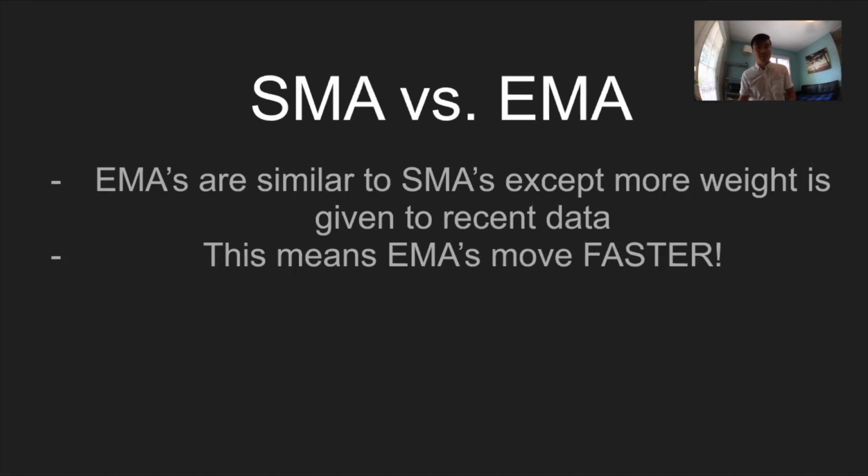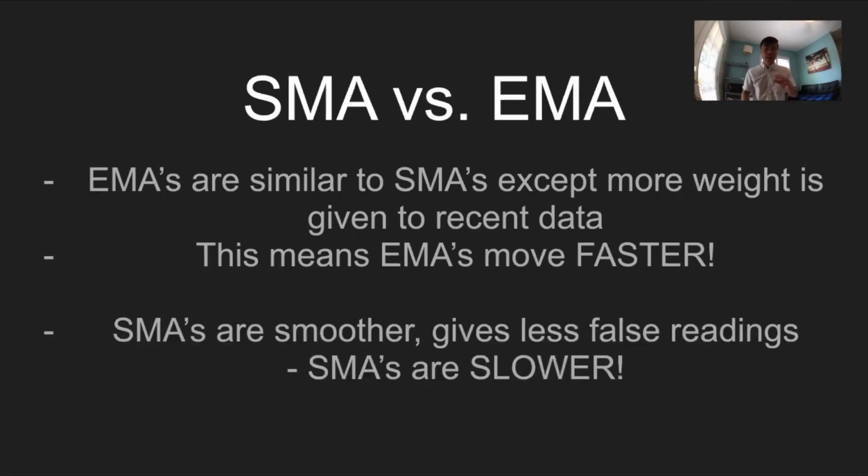EMAs are similar to SMAs, except more weight is given to the recent price data, which just means EMAs move faster. They're closer to the current price than the SMAs. So like I said, how they're lagging, EMAs lag slightly less. SMAs are smoother and give fewer false readings, which means they're a little slower. So that's the yin and yang, the strengths, weaknesses, pros and cons. EMAs are faster, but give you more hiccups, more false readings. SMAs are slower, smoother, and give you fewer false readings. So when we use them together, we can get the best of both worlds.